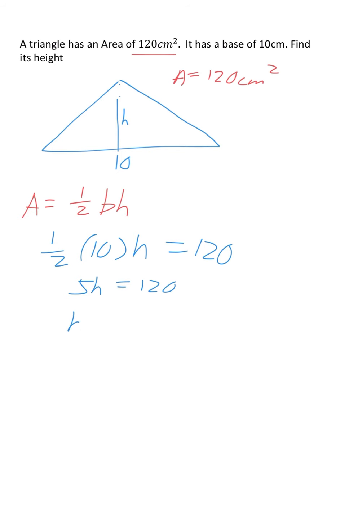To find height then, I'll have height equals 120 divided by 5. So our height is equal to 24 centimeters. And there's our answer. So if you wanted to check that, just put it back into the formula. A half times 10 times 24, and that will get us 120 centimeters squared.